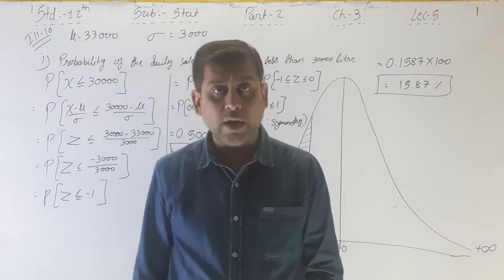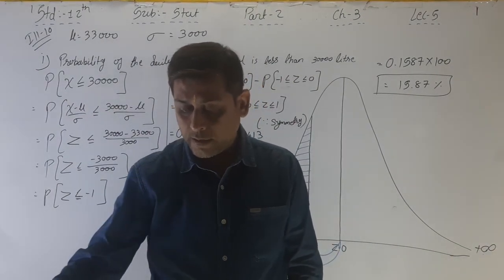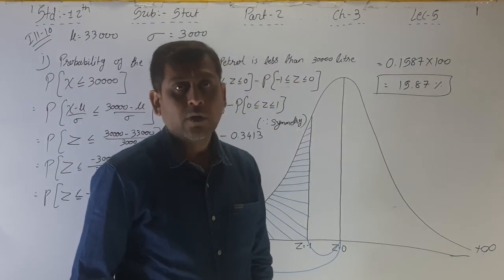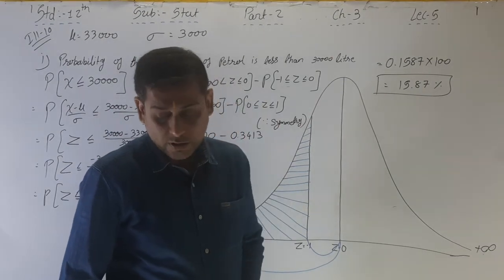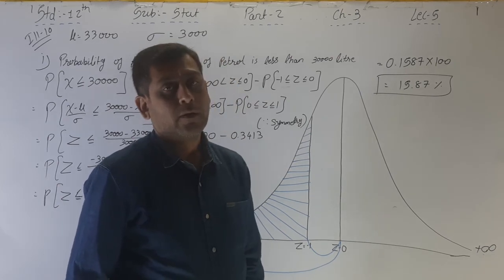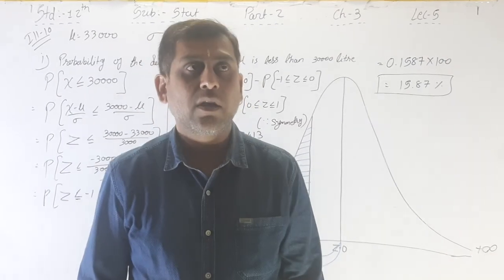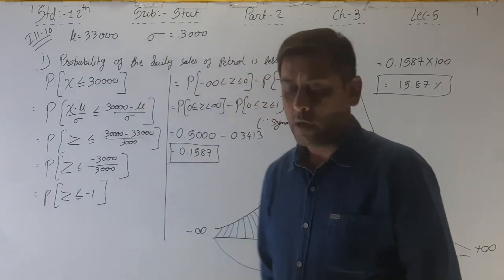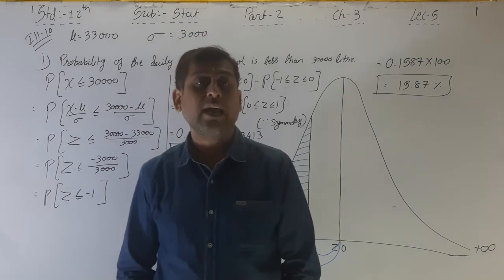During 15.87% of the days of a month, the daily sales of petrol is less than 30,000 liter. Thus, during 15.87% of the days of a month, the daily sales is less than 30,000 liter. Okay, so here your first point of illustration number 10 is over.